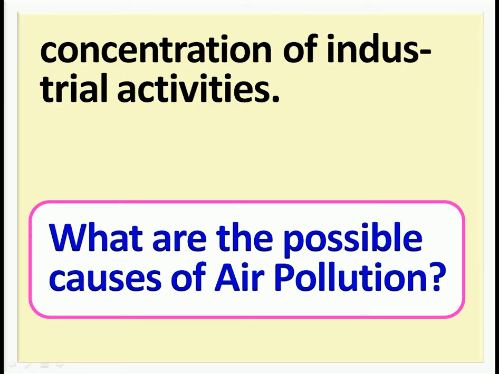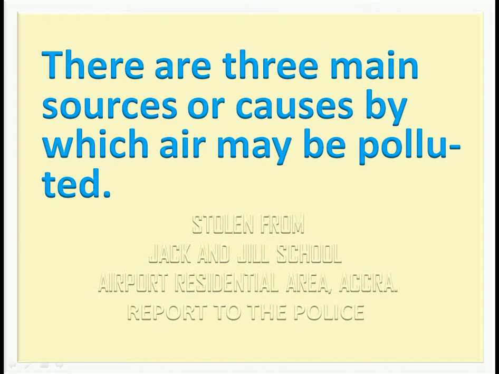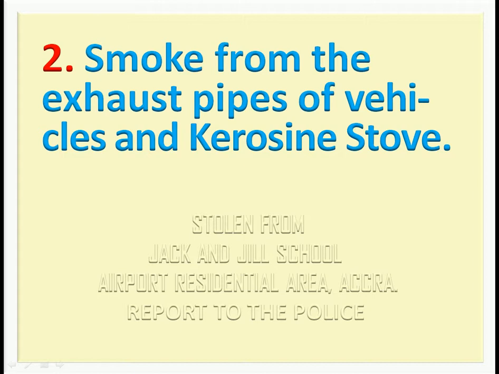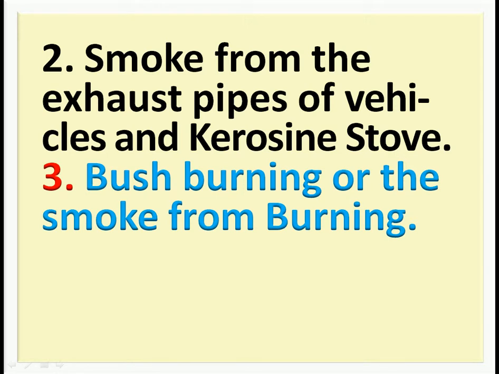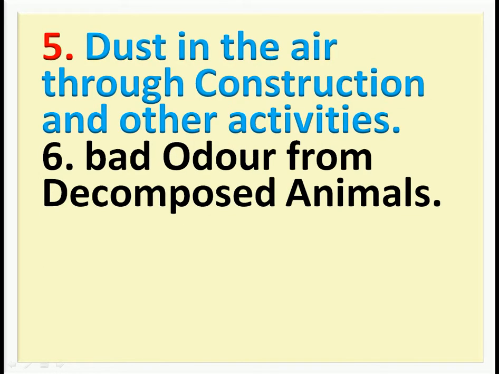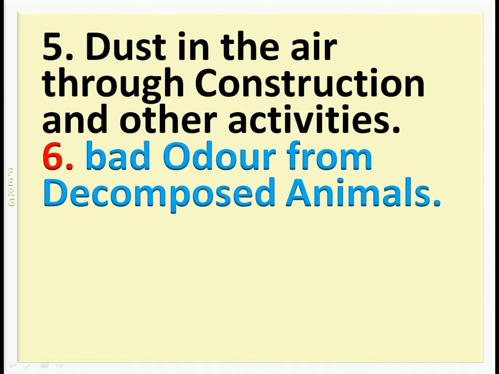What are the possible causes of air pollution? There are main sources or causes by which air may be polluted. 1. Harmful gases from factories or waste from industry. 2. Smoke from the exhaust pipes of vehicles and kerosene stove. 3. Bush burning or the smoke from burning. 4. Destruction of trees that provide oxygen. 5. Dust in the air through construction and other activities. 6. Bad odor from decomposed animals.